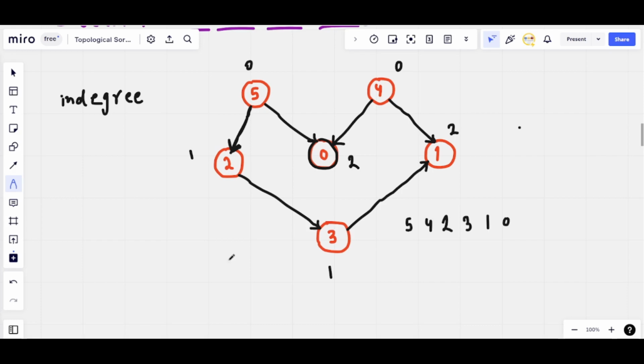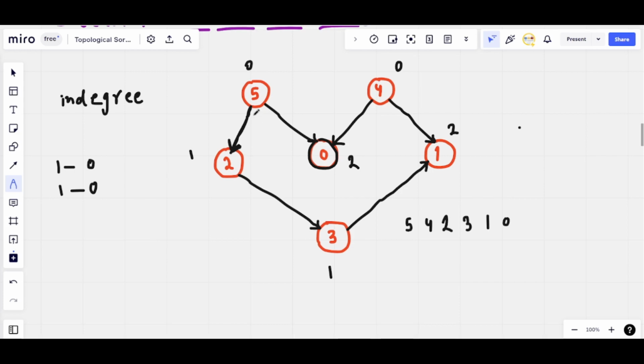So mark this note point that for any directed acyclic graph we must have at least one node which has in degree 0, and we must have at least one node which has out degree 0. So what is out degree? Out degree is basically the number of edges which are emanating or going out from any node.